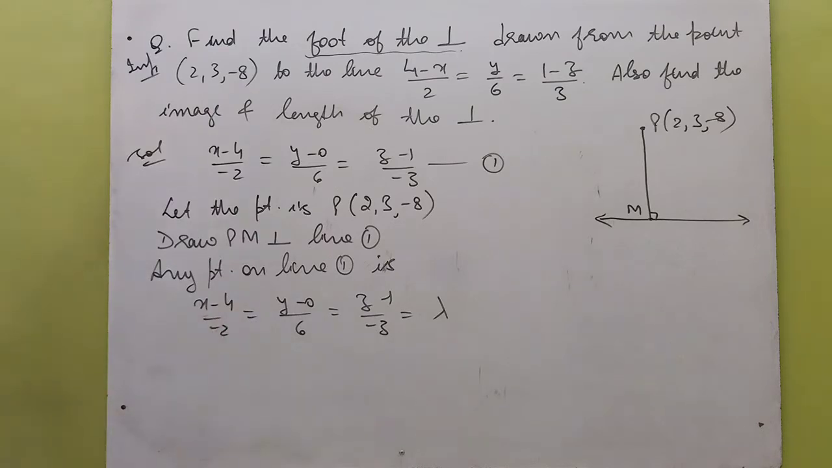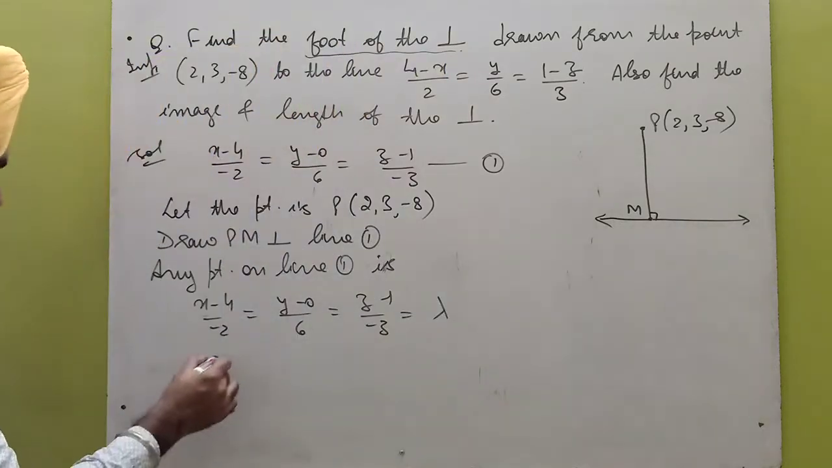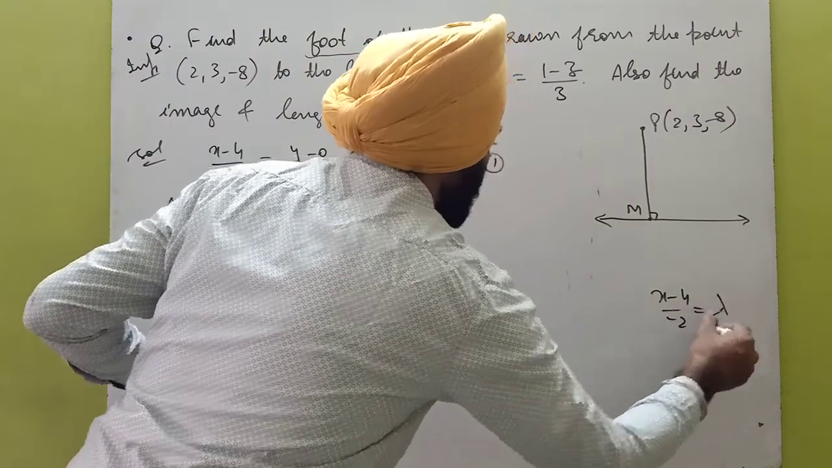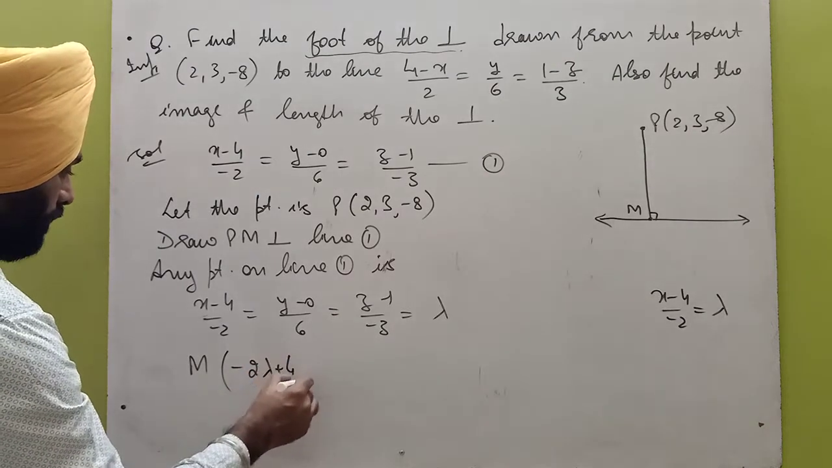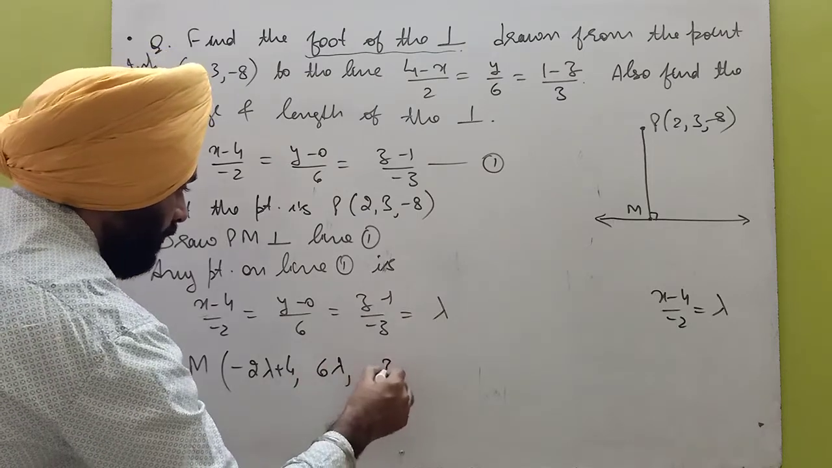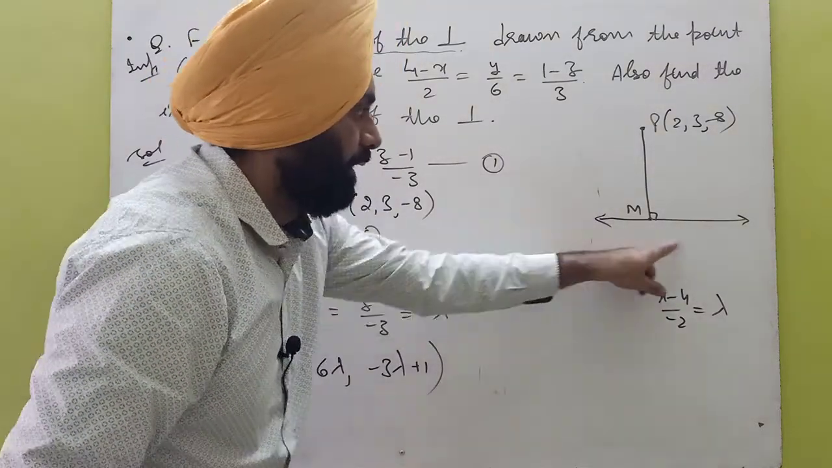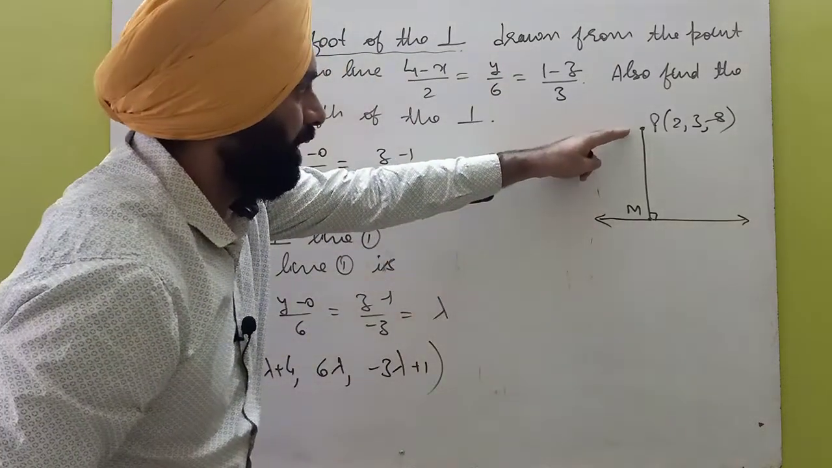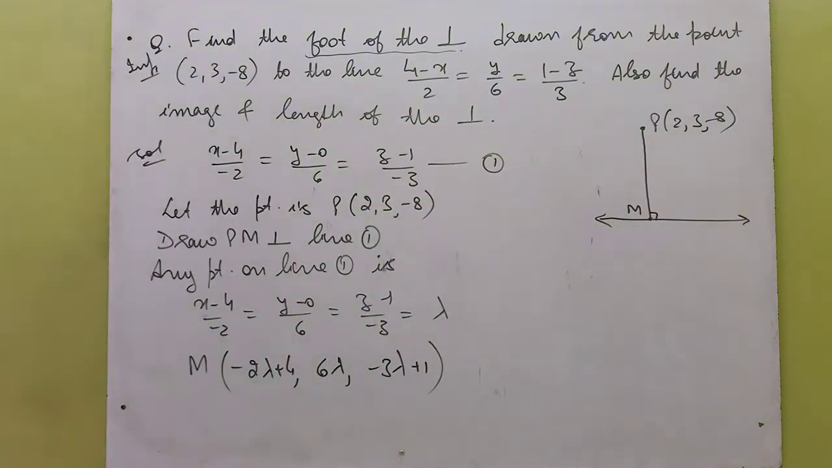So any point on this line, let us take that point is M. From the first and last, if we put (x minus 4) by minus 2 is equal to lambda, then what will be the value of x from here? It is minus 2 lambda plus 4. Similarly, put the second term equal to lambda, then there will be 6 lambda, and z is minus 3 lambda plus 1. So this is any point on the given line, and let us take this point as M. Now we know point P and we know point M also. So when we subtract these two, there will be the direction numbers of PM.